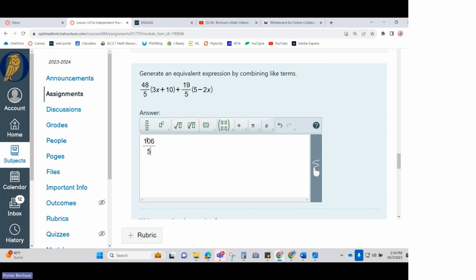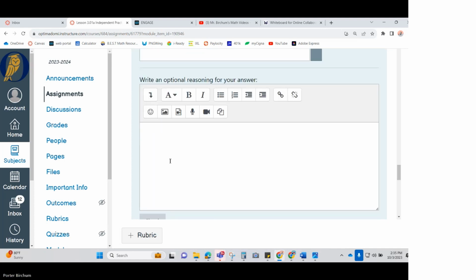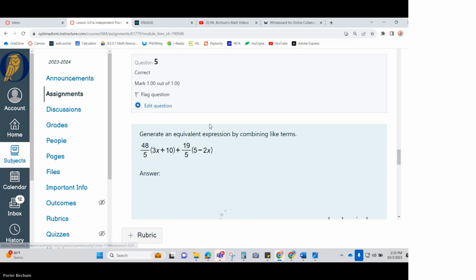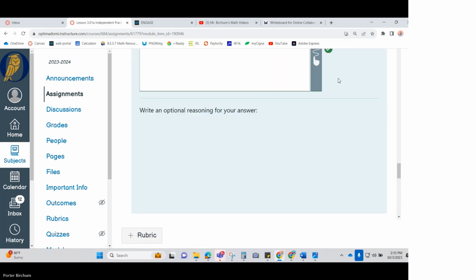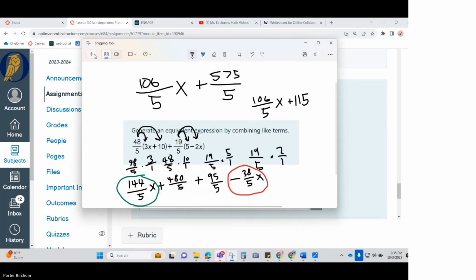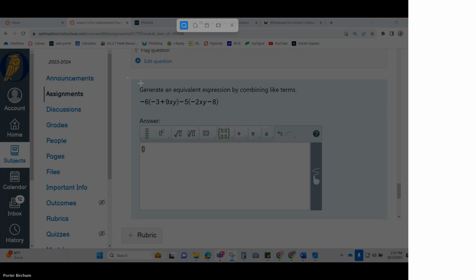106 fifths x plus 115. Almost on our last question. Okay, last question.